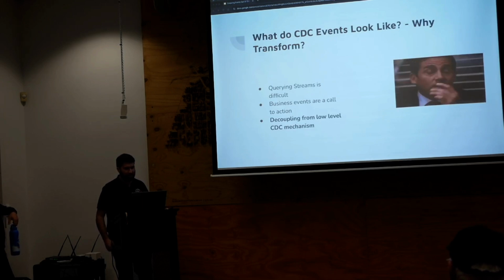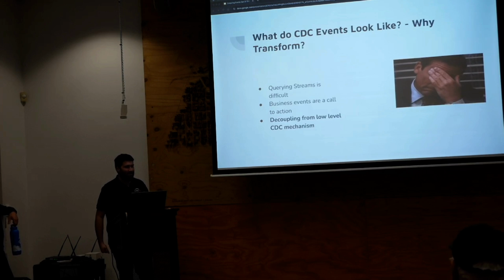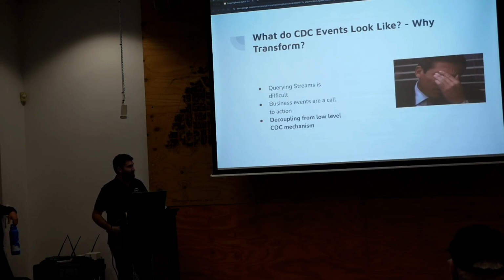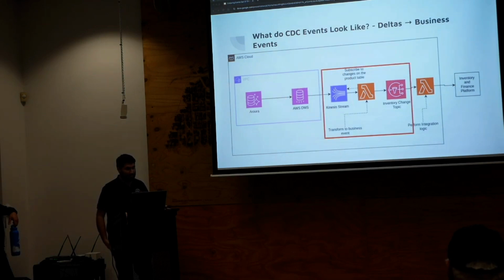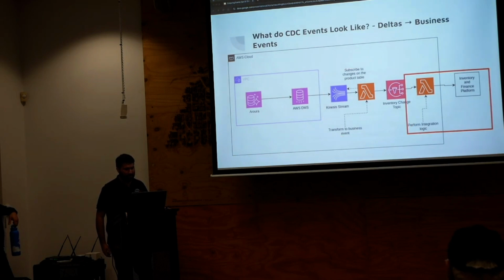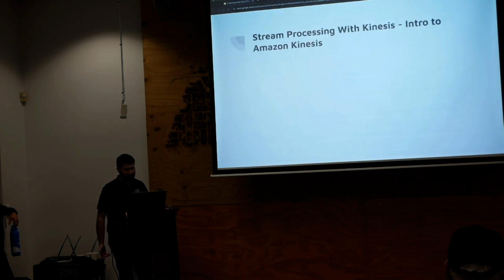And business events naturally represent domain events or a particular state to call us to an action. And it's a good idea to decouple ourselves from the low-level change data capture mechanism. I don't want some Flink SQL in the middle of my code somewhere. I want to decouple it out, publish a business event to consume. So we'll pump our deltas or change events into a Kinesis stream, then transform these changes into business events and publish them to the relevant topic. And then finally integrate these events with downstream systems like our finance and inventory platform.